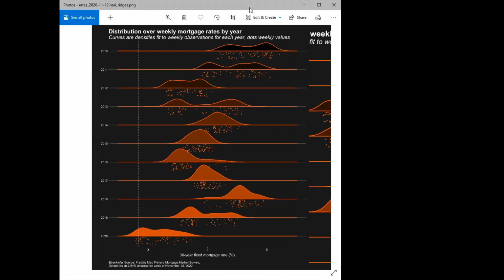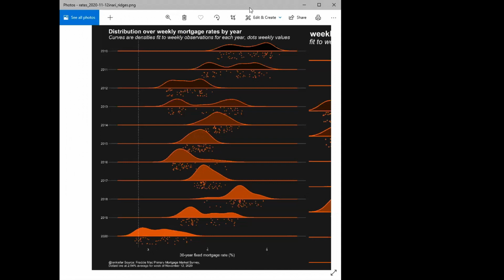This chart here shows the distribution of those rates week by week and year by year from 2010 through the middle of November 2020. Each individual week is represented by a dot. On the y-axis, we have year, and on the x-axis is the US weekly average rate, 2.84% for the week of November 12th, which I've shown with a dotted white vertical line.